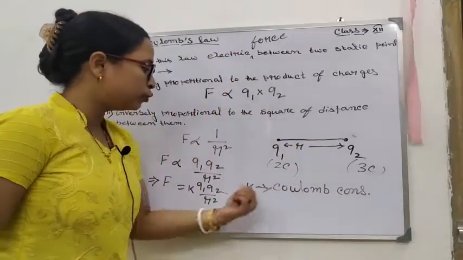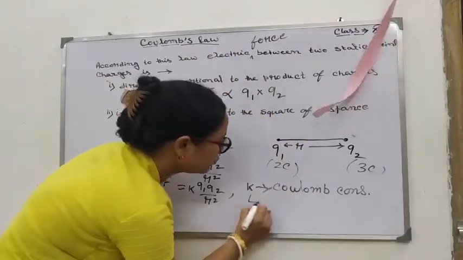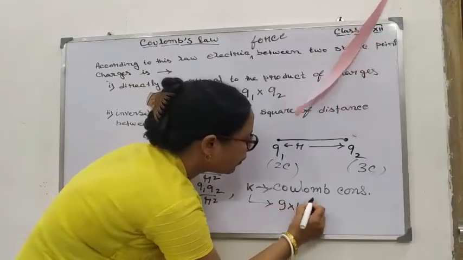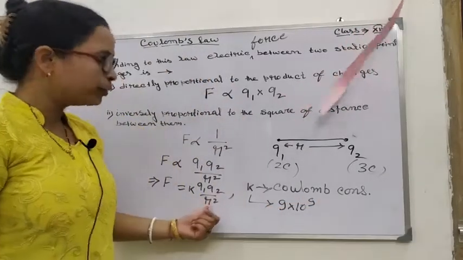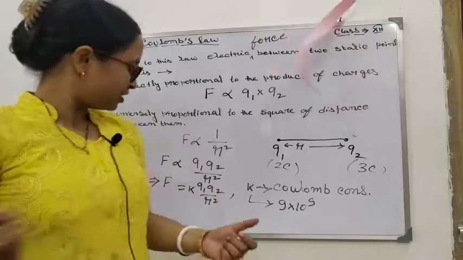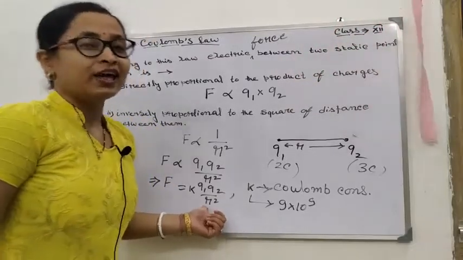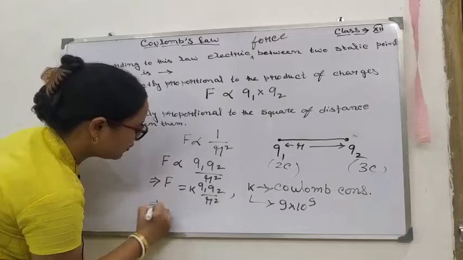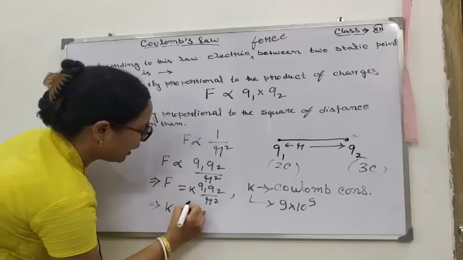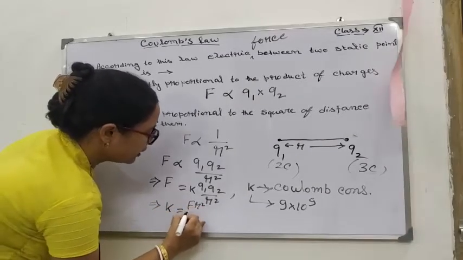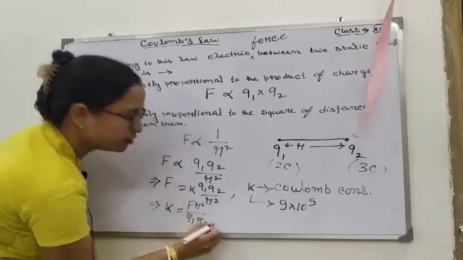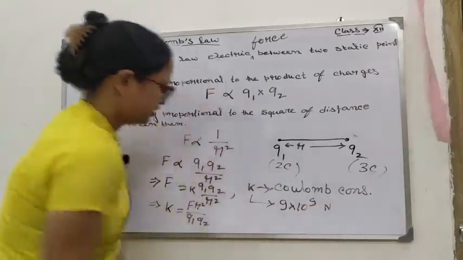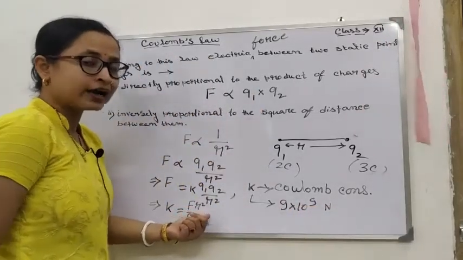Now the value of K is equal to 9 into 10 to the power 9. How can you find the unit? If you forget the unit, from the formula you can already write the unit. How? See, what is the value of k? K will be F R square divided by Q1 Q2, na. So what is the unit of F? Newton. What is the unit of R? That means distance.